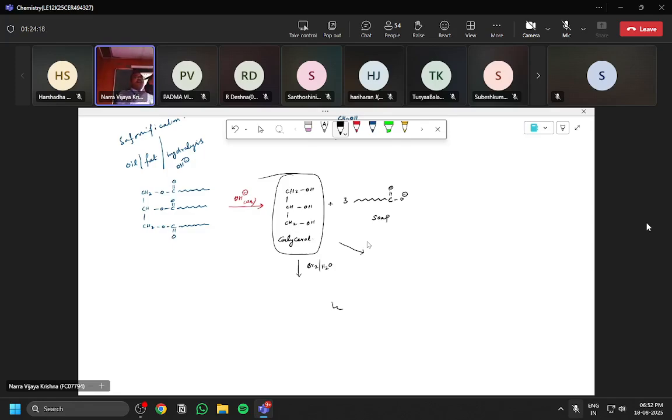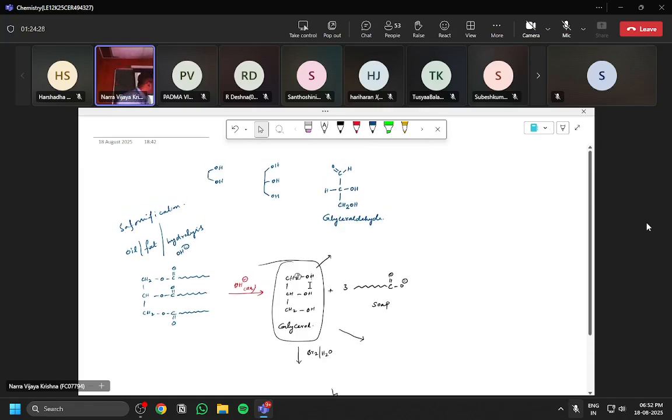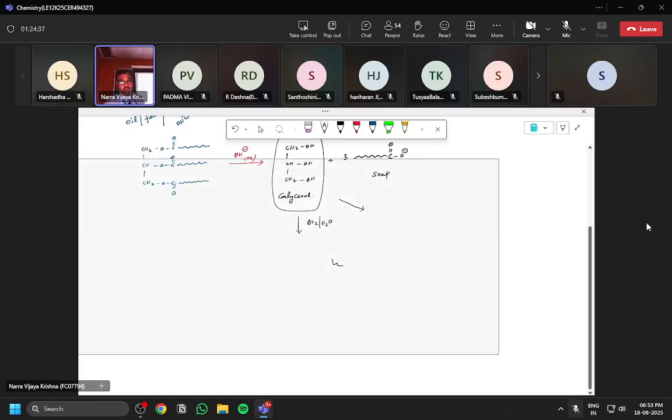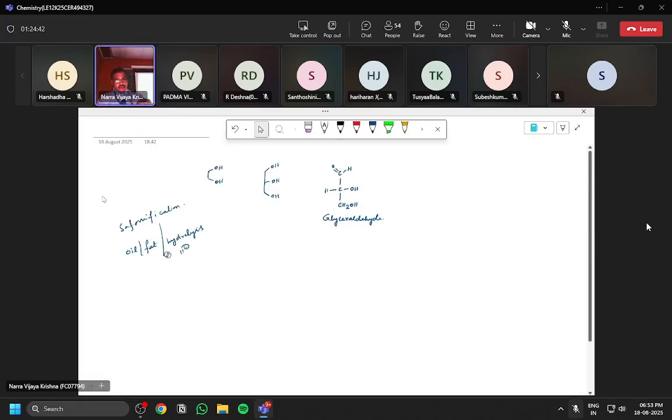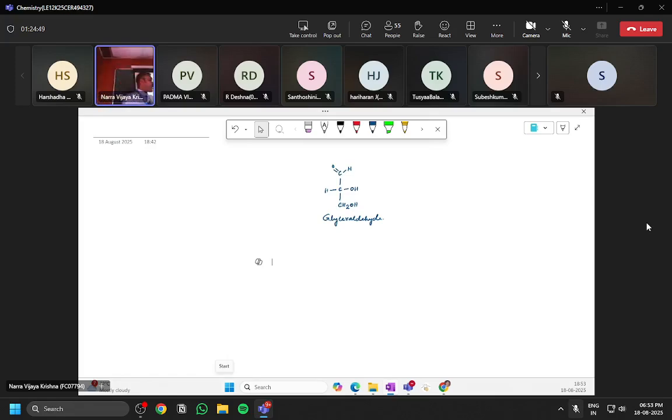So I am adding a measured quantity of copper. Then I will oxidize only one alcohol group to aldehyde. If I oxidize only one alcohol group to aldehyde, can I get this one? So we call it glyceraldehyde. Glyceraldehyde is taken as a reference for stereochemical studies. Right? This is taken as a reference for all stereochemical studies.